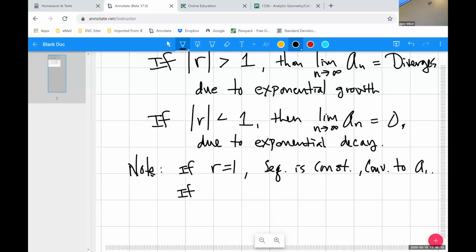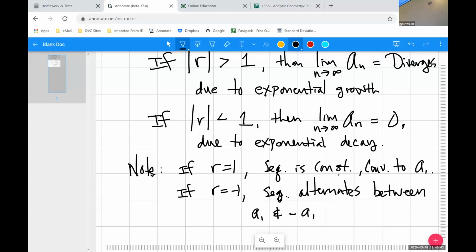And if r is equal to negative 1, then the sequence alternates between a sub 1 and the opposite of a sub 1, and therefore diverges.